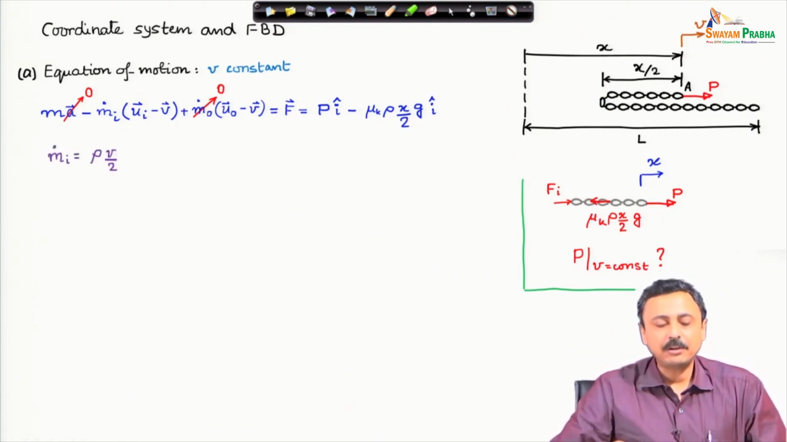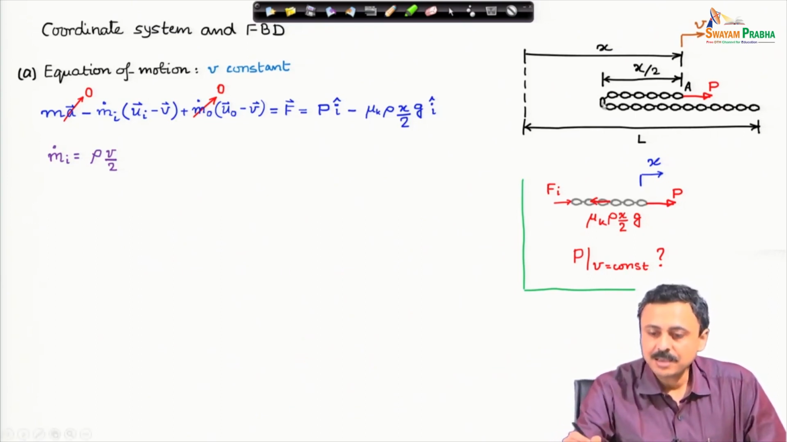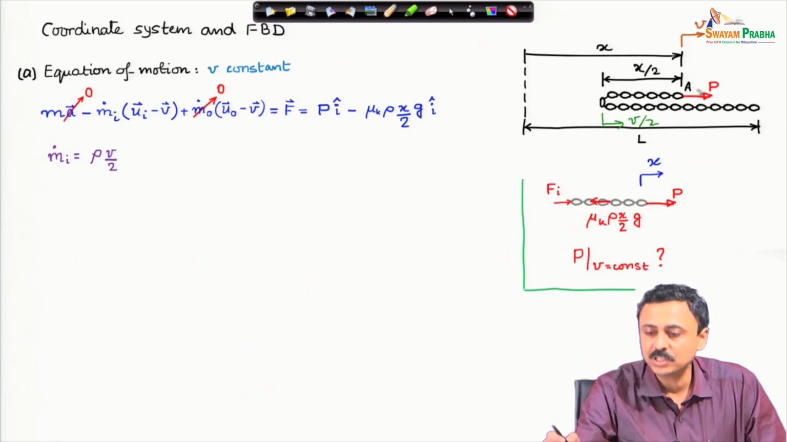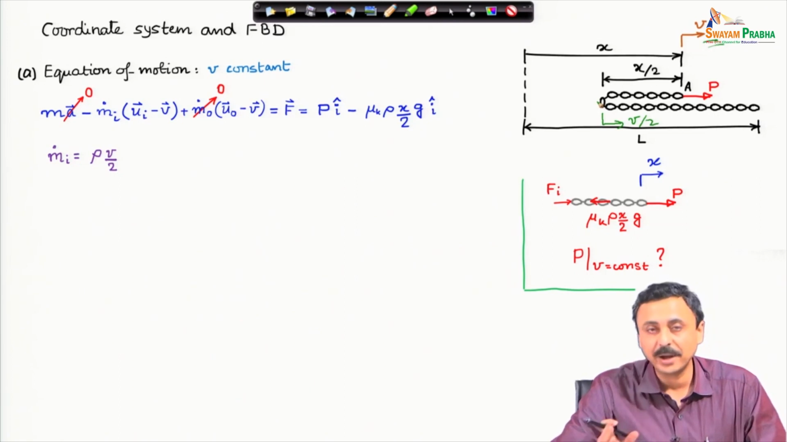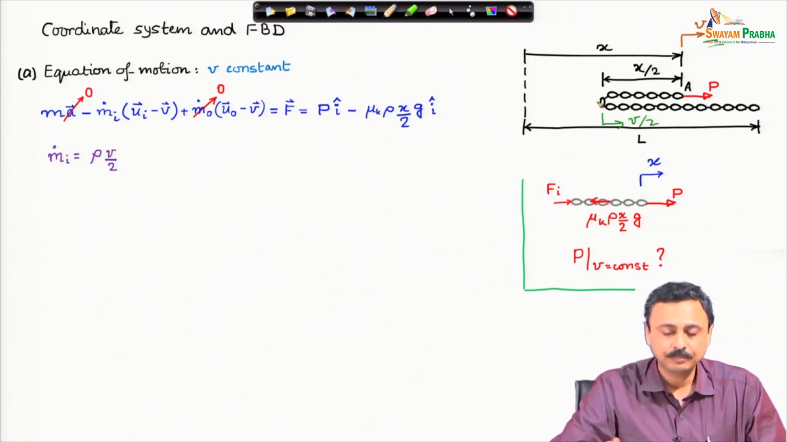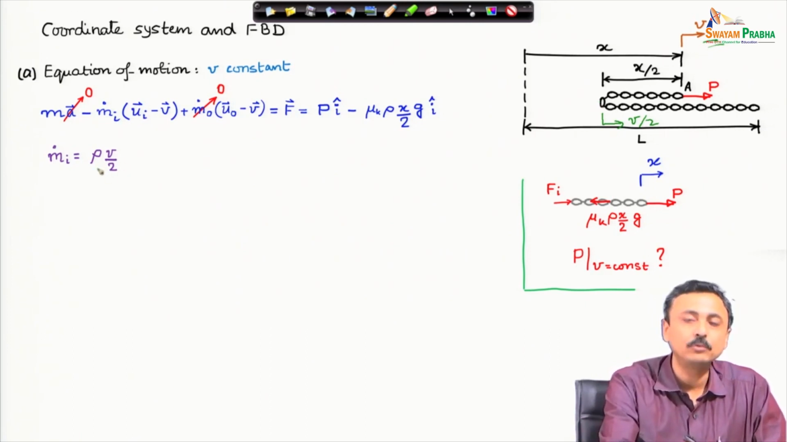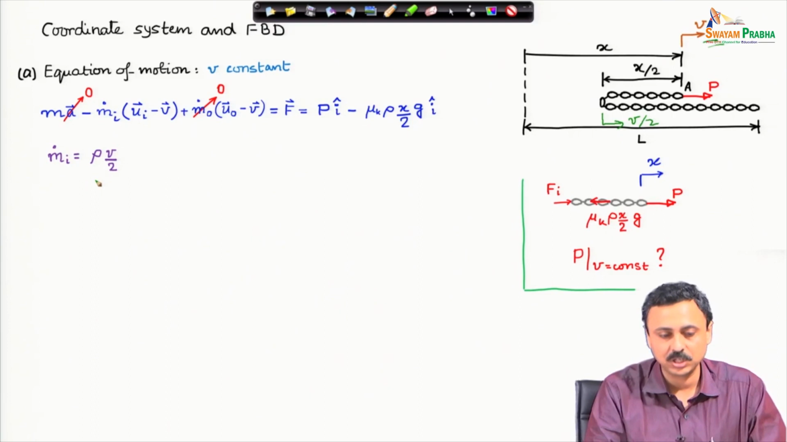Mi dot, the rate at which mass is being added. As I mentioned, this end of the chain is moving at a velocity v by 2. When the moving part of the chain is moving with velocity v, this bend is moving with velocity v by 2. Therefore, the rate at which mass is being added is rho times v by 2, where rho is the mass per unit length of the chain. Therefore, the incoming mass rate is rho v by 2.